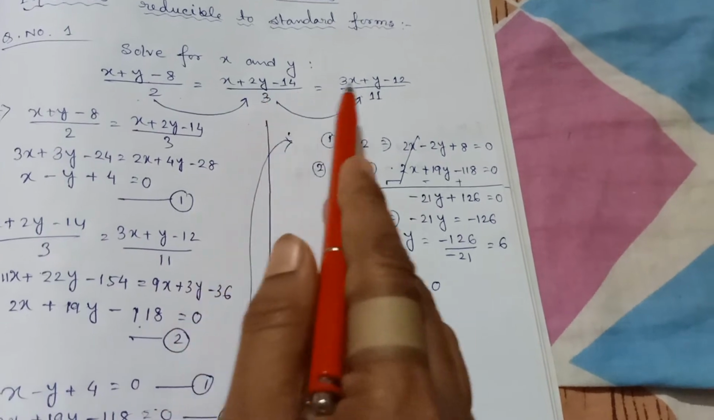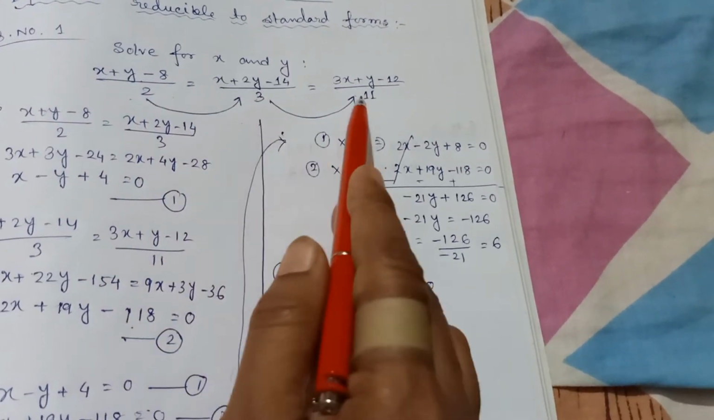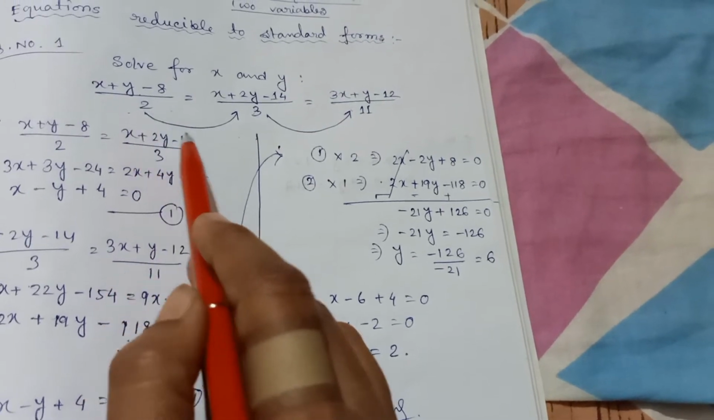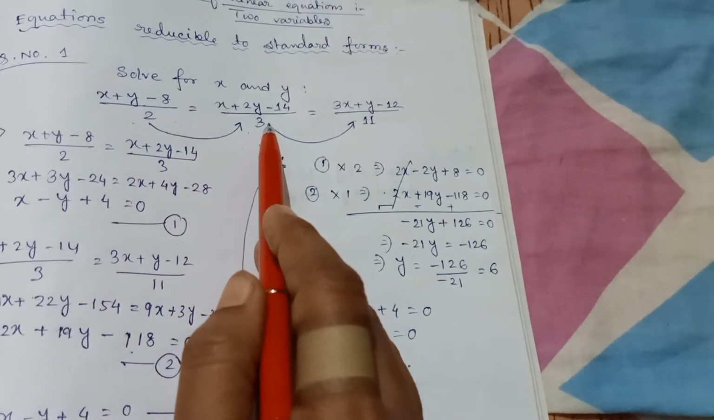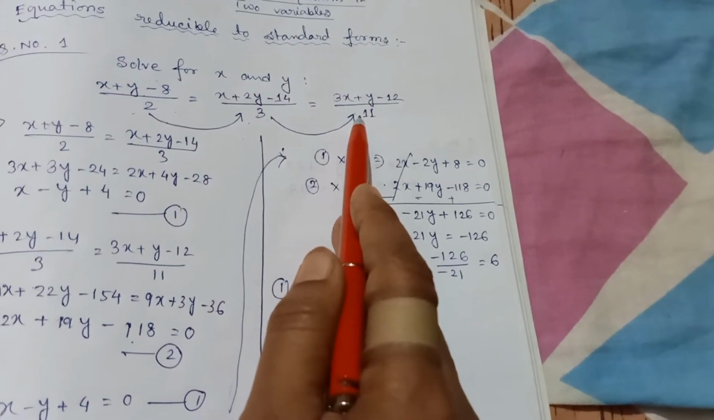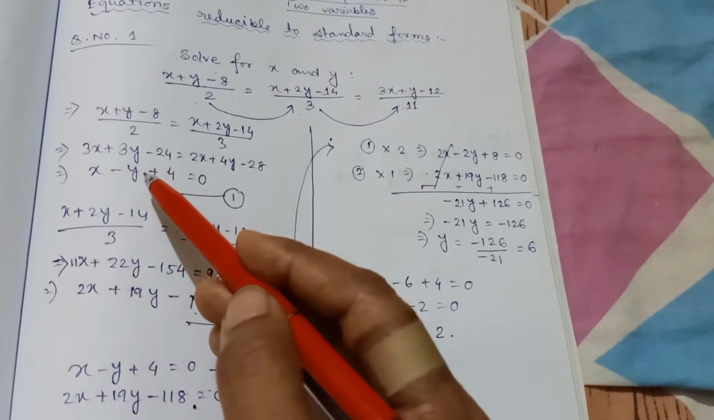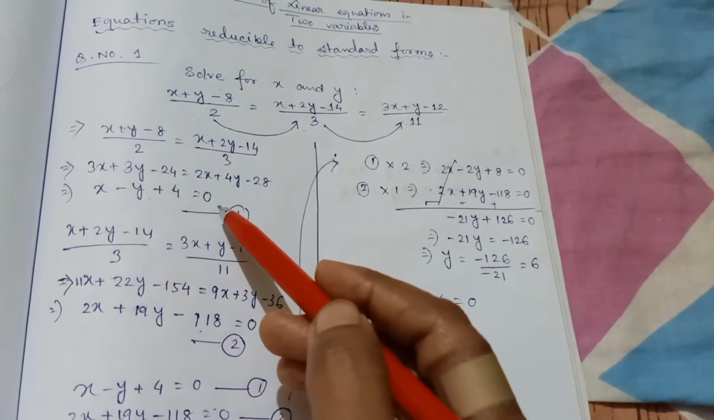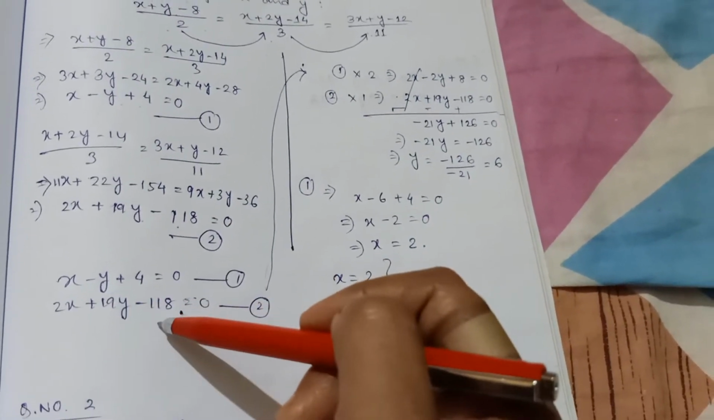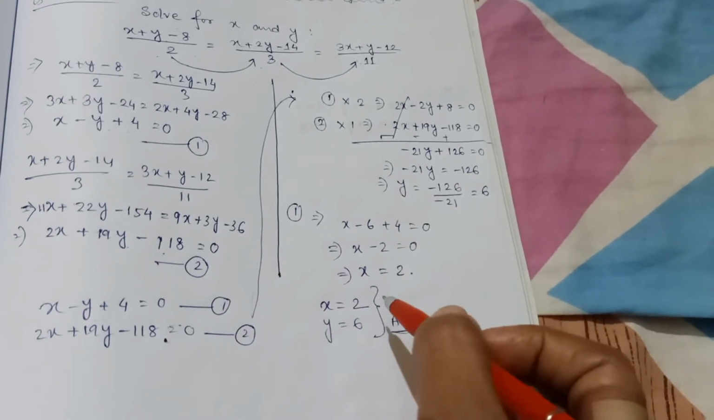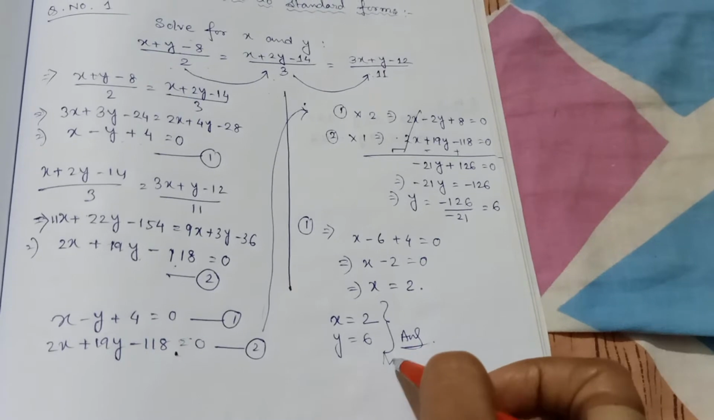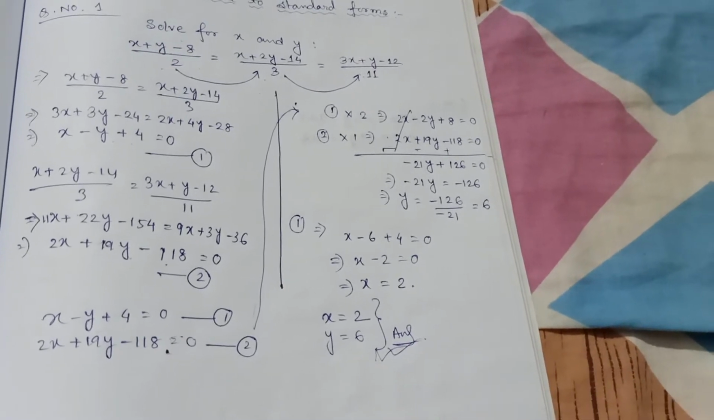I am just repeating it once again. When you have these types of three expressions together, then we need to take the first and second, and second and third, or first and third, whatever you are comfortable with. Then you get the simpler form, that is the standard form, and then you choose any one of the methods for finding the values of x and y. Okay, clear up to this?